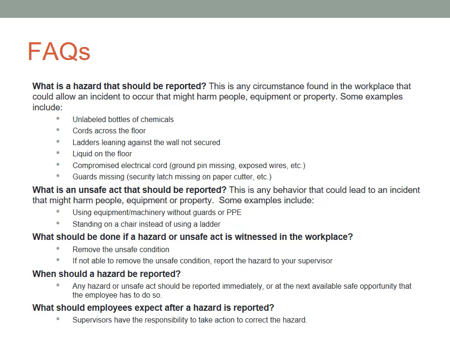What should be done if a hazard or unsafe act is witnessed in the workplace? Remove the unsafe condition. If not able to remove the unsafe condition, report the hazard to your supervisor. When should a hazard be reported? Any hazard or unsafe act should be reported immediately or at the next available safe opportunity that the employee has to do so.